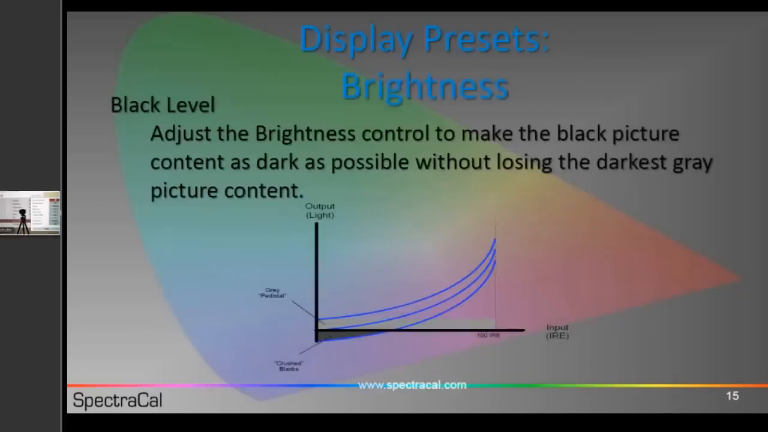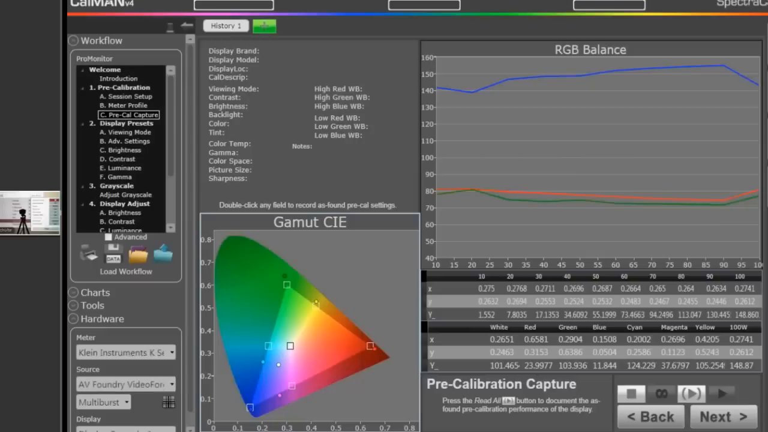Our next major setting then is black level. We're going to be adjusting the brightness control to make the black picture content as dark as possible without losing the darkest gray picture content. Let's switch over to the software again, and let's take a look here.